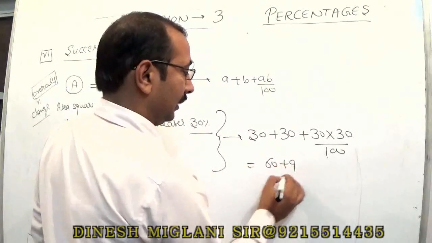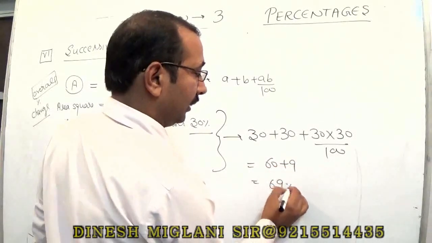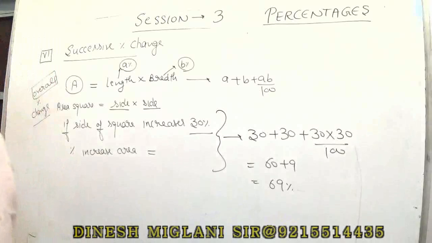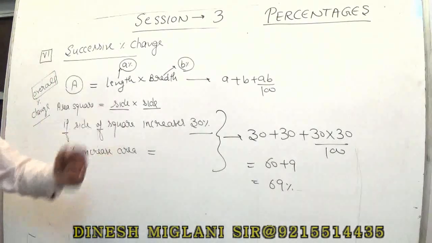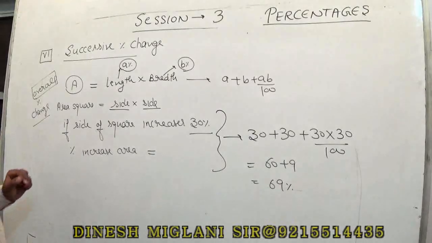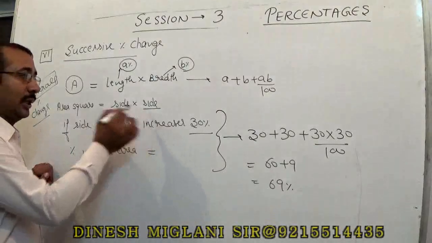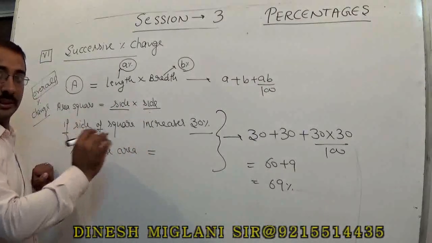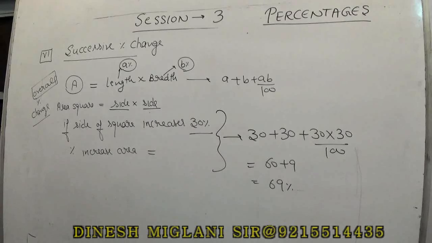60 plus 9, answer is equal to 69%. I think you got the idea? 30 plus 30 plus 30 into 30 by 100. Why have we taken it? Because area is side into side. If multiplication is there, in that case, you can apply the concept of successive percentage change.